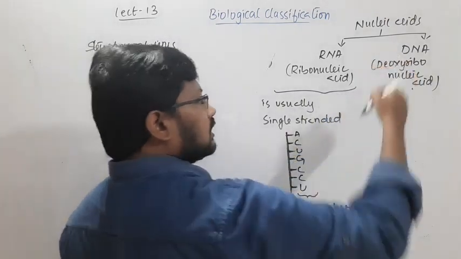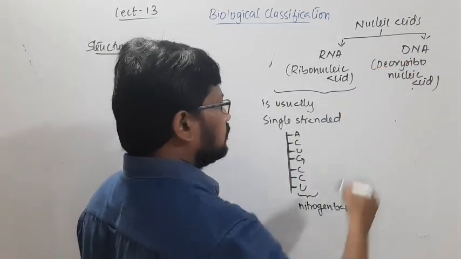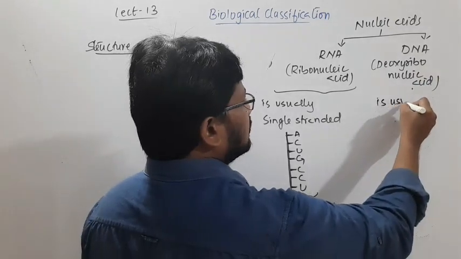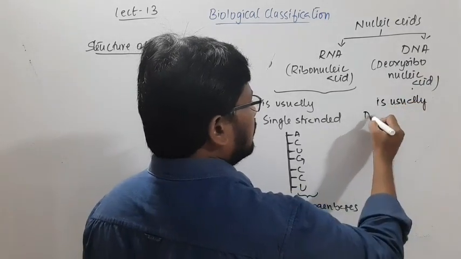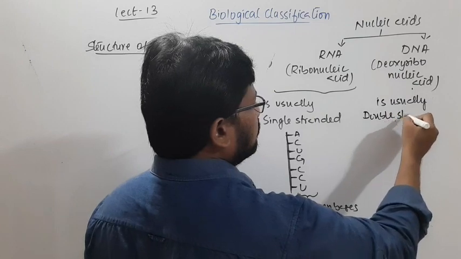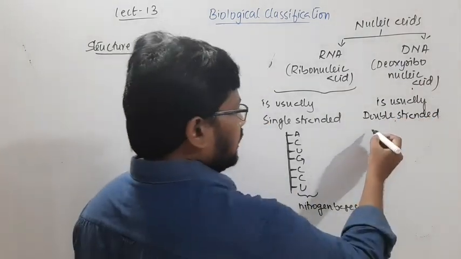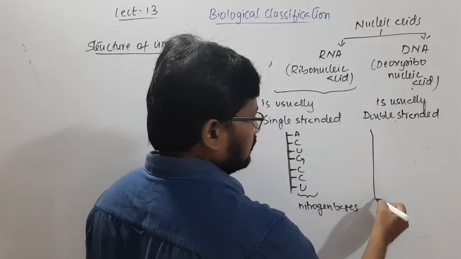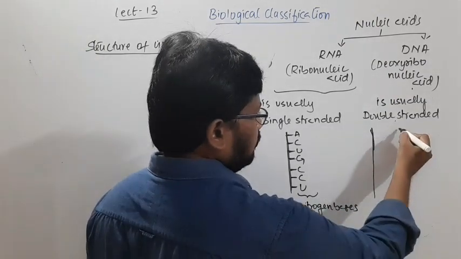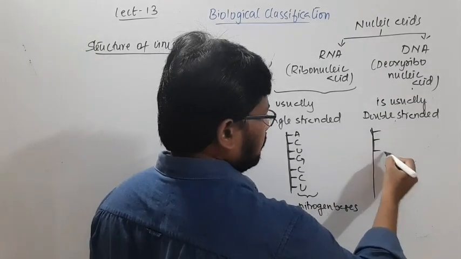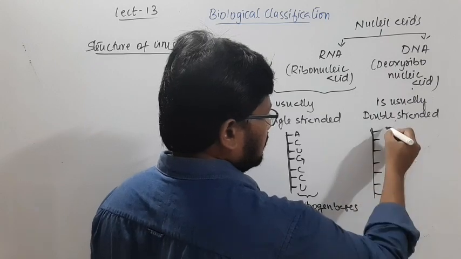And coming to this deoxyribonucleic acid, it is usually double stranded. So it is usually double stranded. And coming to this double stranded, here you will see, okay, something like this.